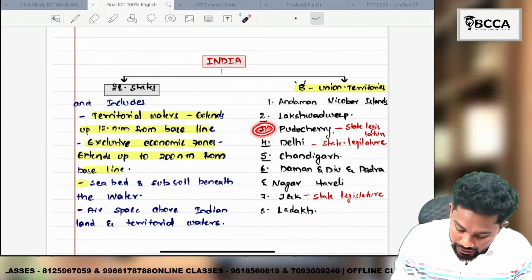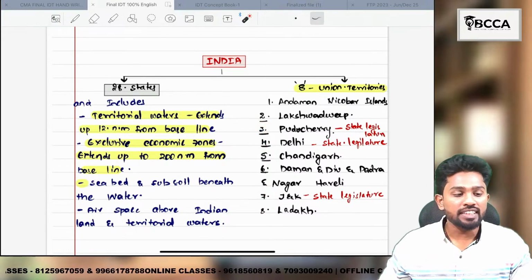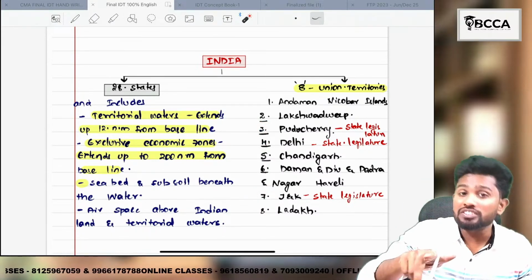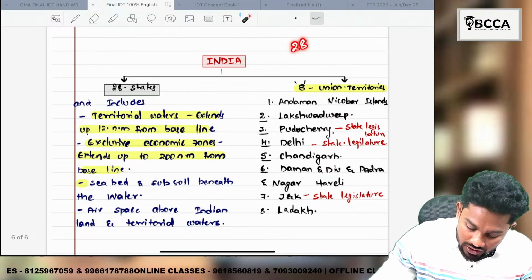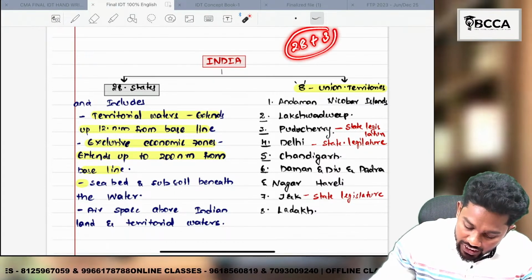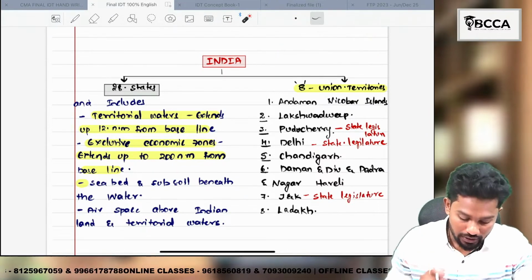These 3 union territories, Puducherry, Delhi, Jammu and Kashmir, since they are having separate state legislature, for the purpose of GST, they are also treated as states. So that means for the purpose of GST, it's not 28 states, it's 28 plus 3, total 31 states for the purpose of GST. Remember this.